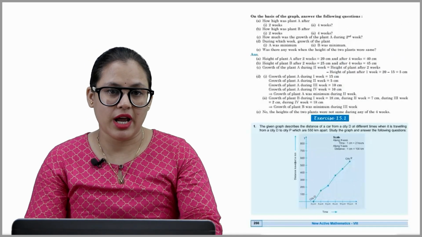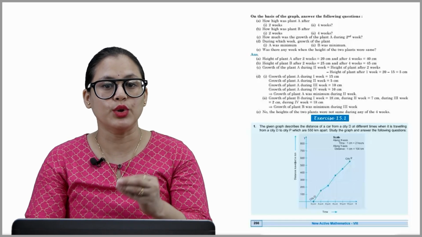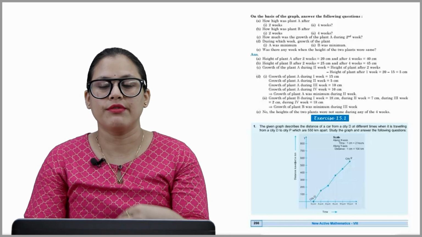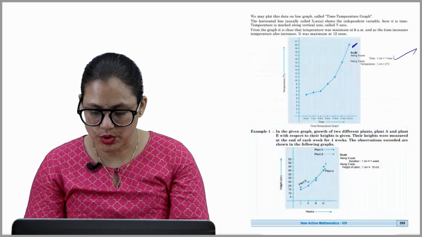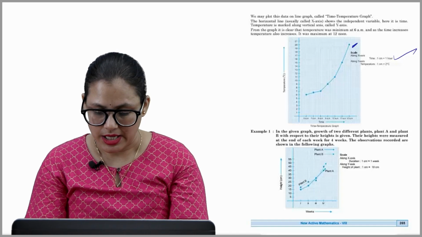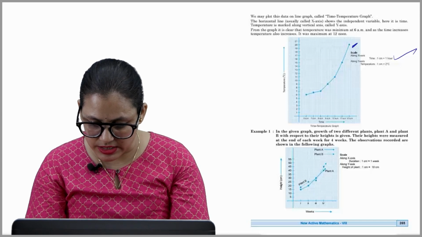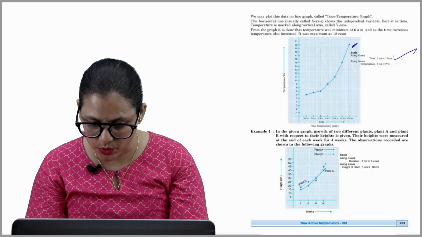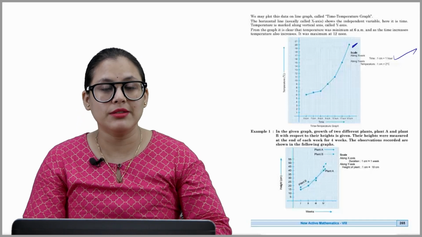Now we have to answer the questions. On the basis of the graph, answer the following questions. How high was plant A after 2 weeks and after 4 weeks? Okay, let's check this out. After 2 weeks, we are talking about plant A only. After 2 weeks, it was how much? 20 centimeter, and after 4th week it was 40 centimeter in height.